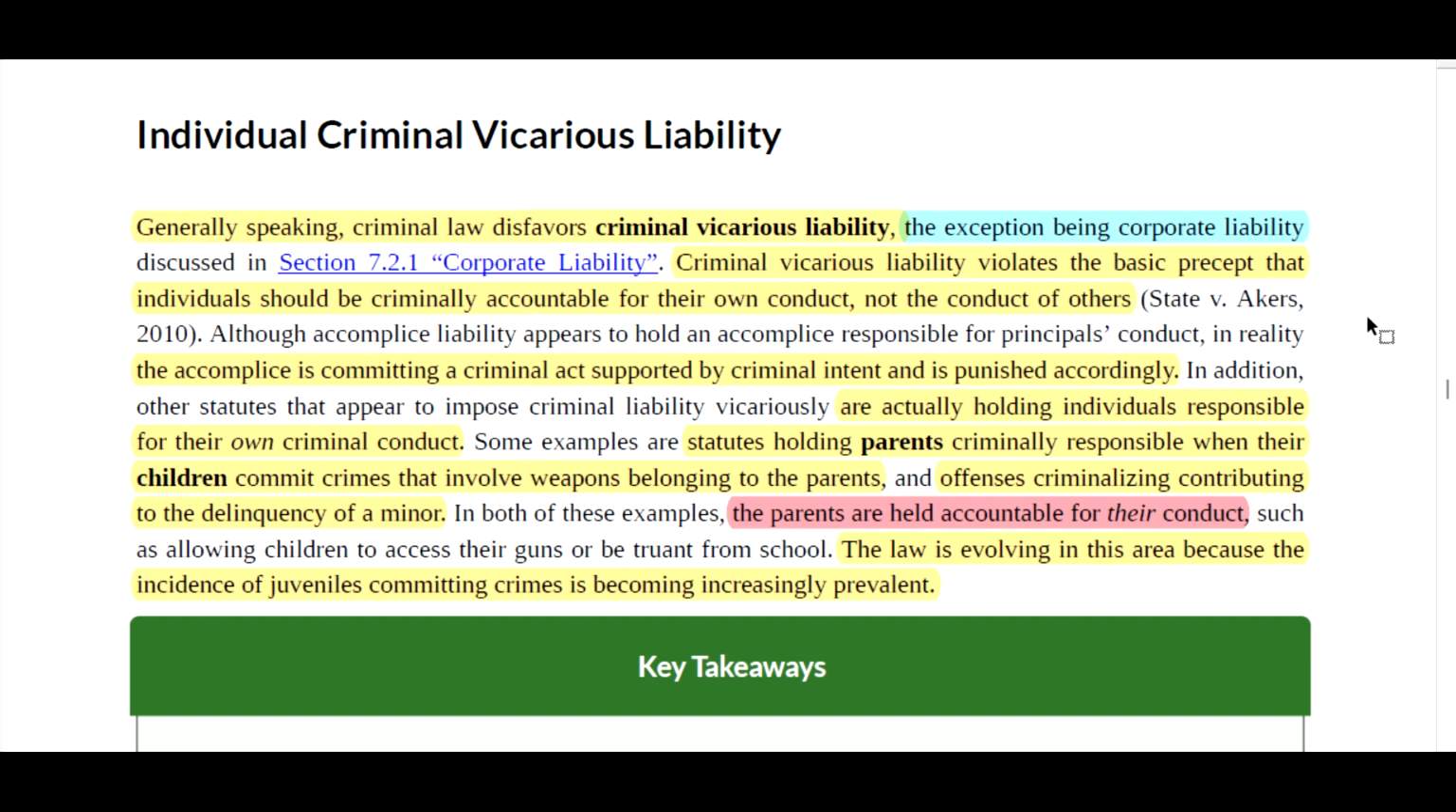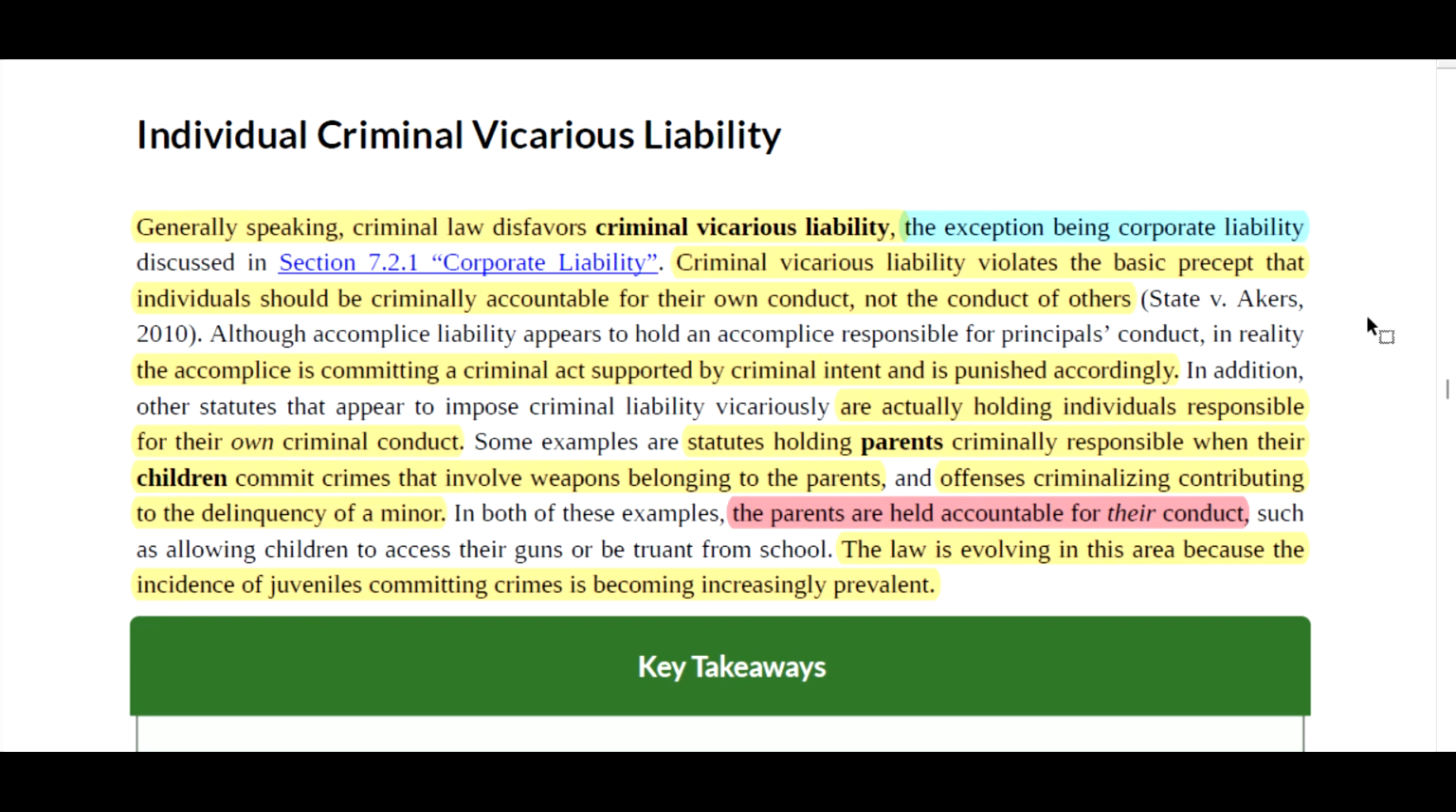What this comes down to is essentially, in most places, when they look at an individual, they don't view them as vicarious liability, they view them as an accomplice, because they are supporting criminal intent and they have at least some of those required elements, and so they're being charged accordingly.